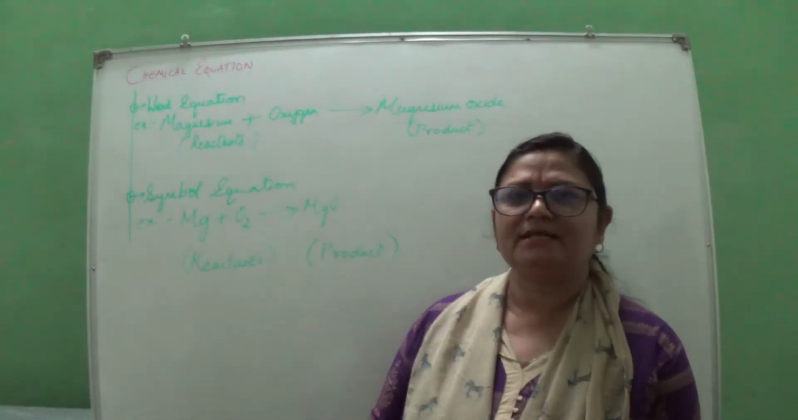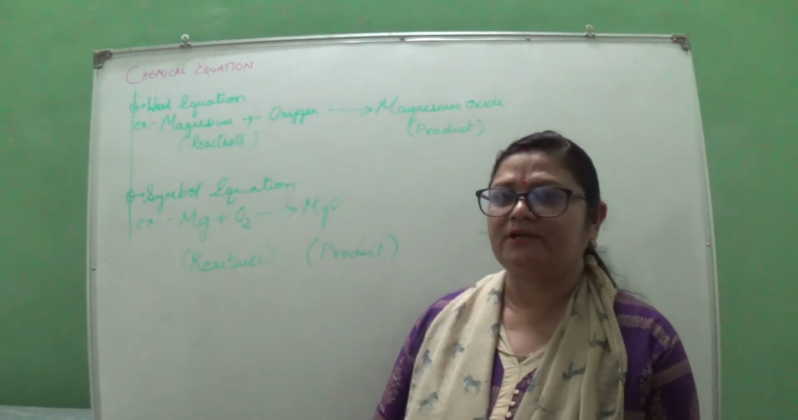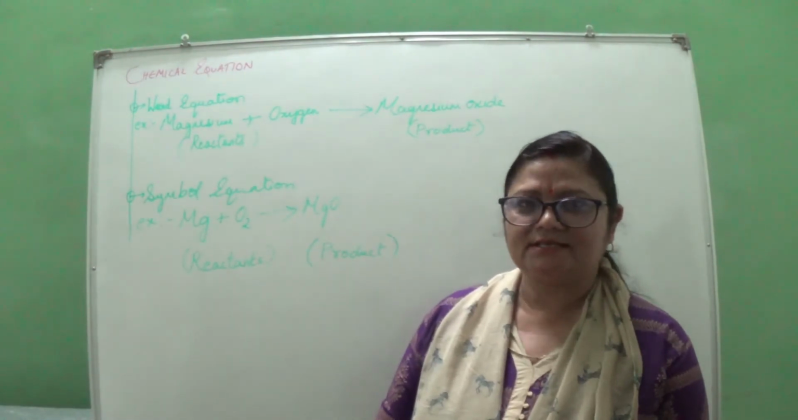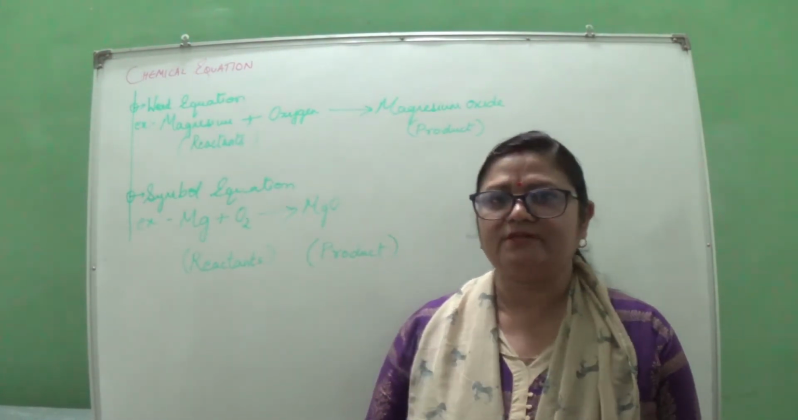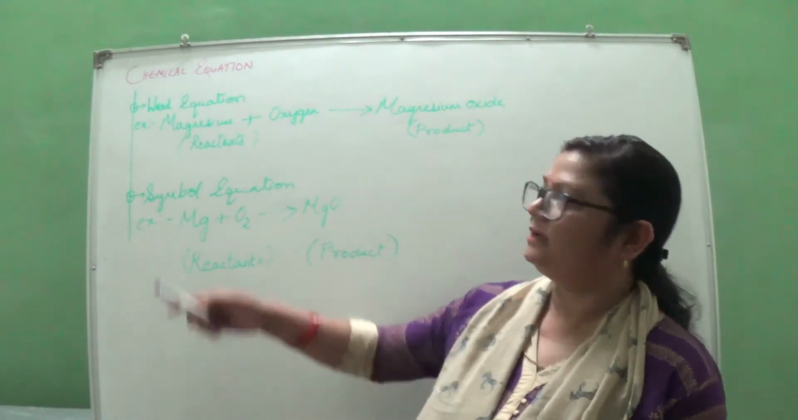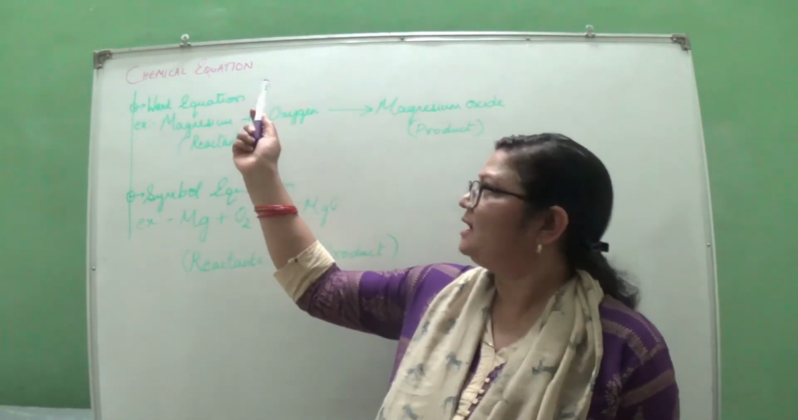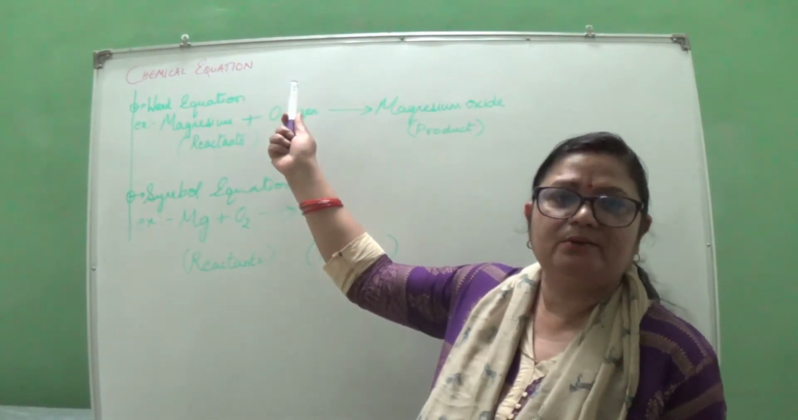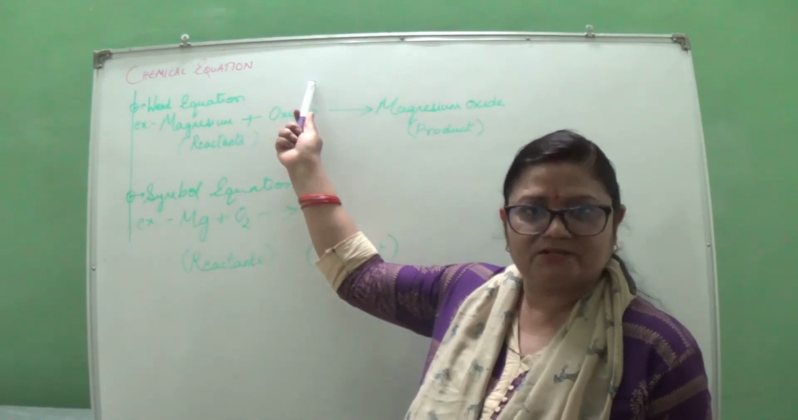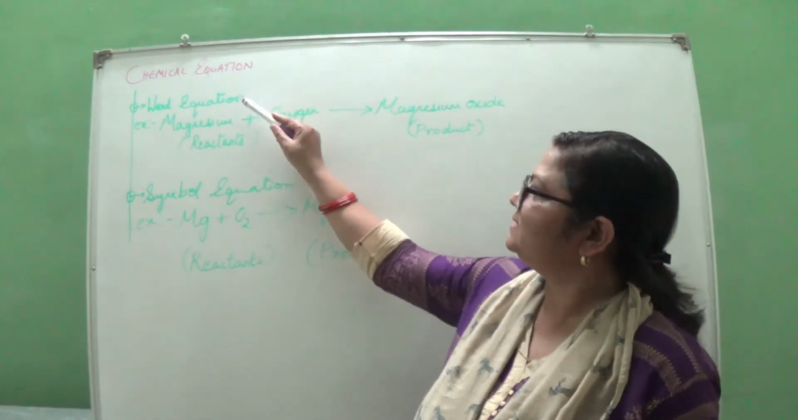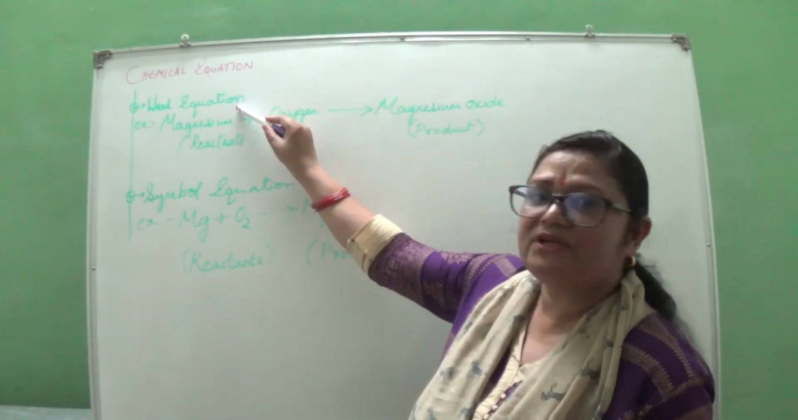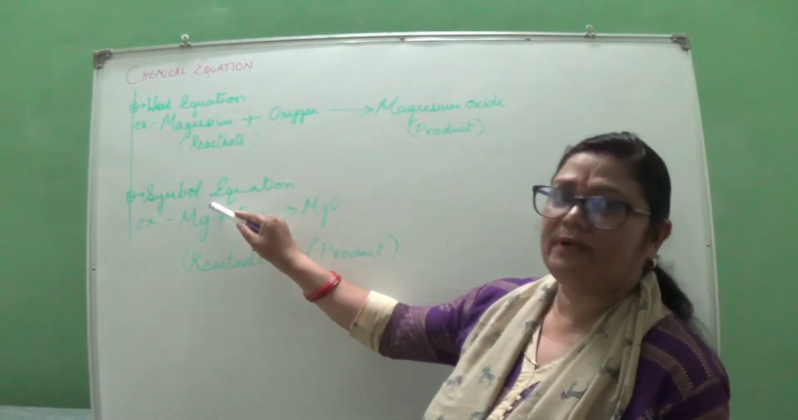Hello students, in the last class we have studied about chemical reactions, and in this class we will be moving further with the chapter with the topic chemical equations. Chemical equations are required to represent chemical reactions, and they can be represented in the form of a word equation and in the form of a symbol equation.